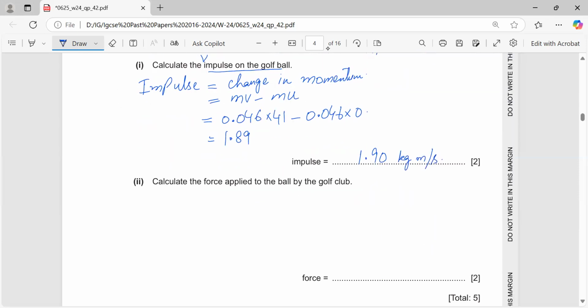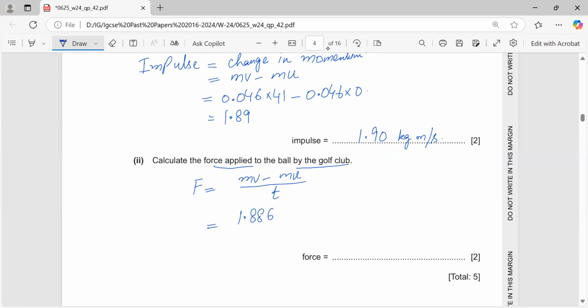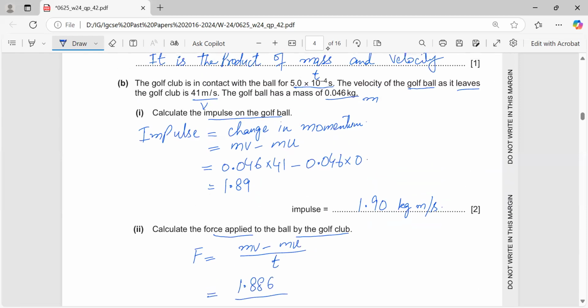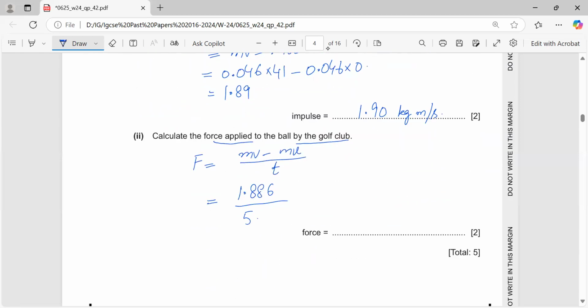Then next is calculate the force applied to the ball by the golf club. F is equal to rate of change of momentum. We can write mv minus mu over t. So mv minus mu, we know this is 1.886. You know, change in momentum we have already calculated. Over time, how much is the time? That is 5.0 times 10 raised to power minus 4.